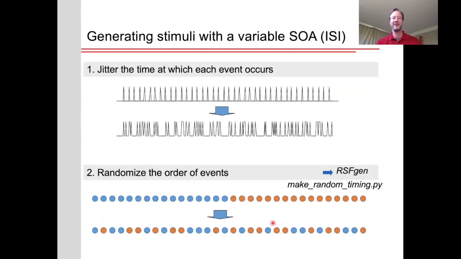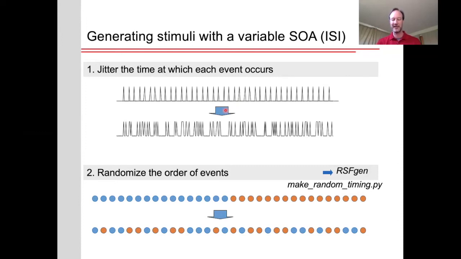Another question you might have is, okay, how do we actually generate a stimulus with a variable interstimulus interval or stimulus onset asynchrony? Well, conceptually, most people think of this as having certain times at which events occur, and we're just going to jitter where they occur in time. Certainly, that's one way you could generate these times. But another way, and this is actually how a lot of the computer programs do this, is to randomize the order of the events.